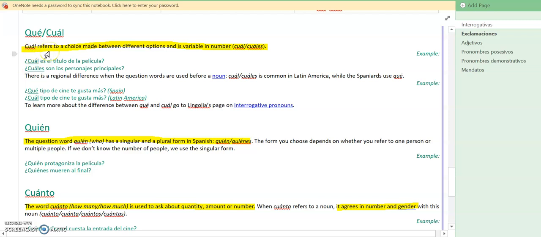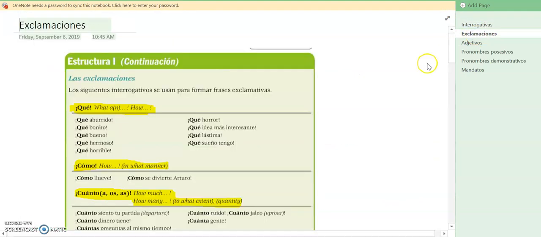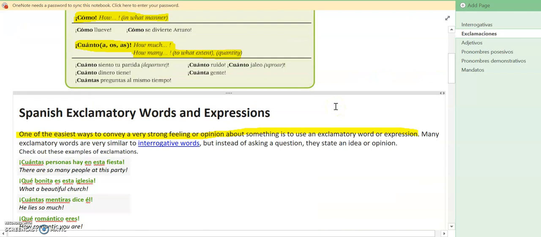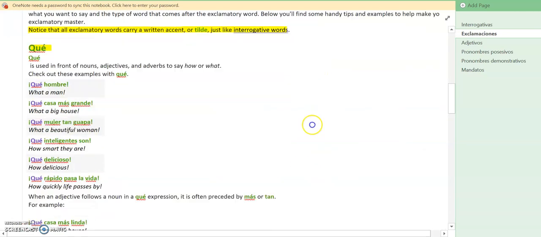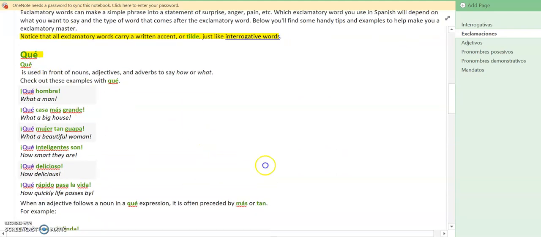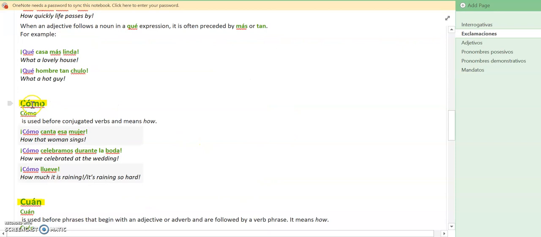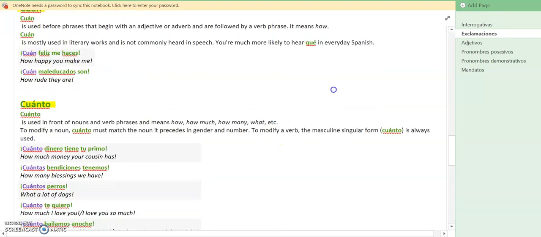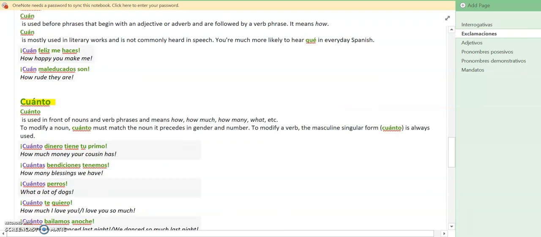So we are going to move on to expressions or exclamaciones. What are the 4 most common words to use in expressions? So basically, expressions are just using question words to form a strong feeling or opinion about something, and these are the exclamatory words. So qué is your first word, cómo is your second word, cuán is your third word, and cuánto is your last word.